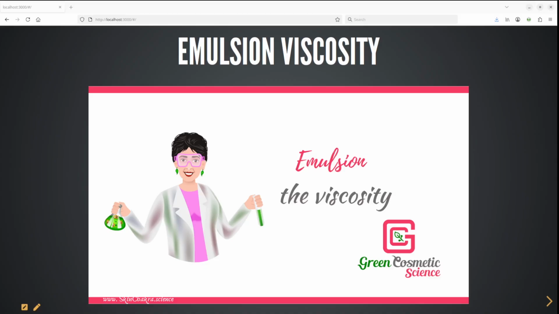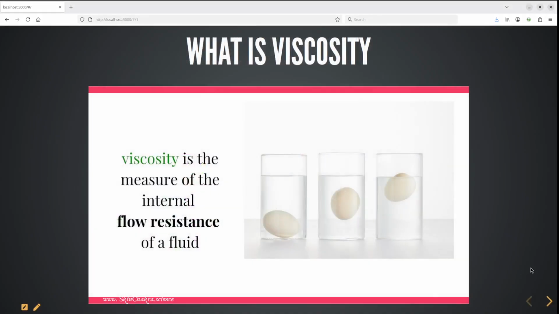Today I'm going to talk to you about the emulsion viscosity, its impact on the stability and properties of the emulsion, and how we can manipulate it without a negative impact on the stability. But first, we need to have a clear definition of the viscosity, and the most basic definition is that viscosity is the measure of the internal flow resistance of a fluid. What the hell does that mean? Let me explain it with a simple experiment.